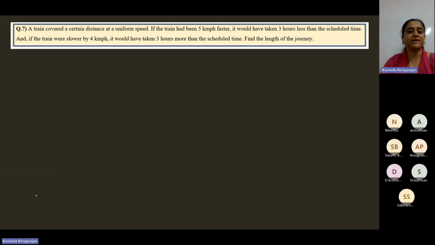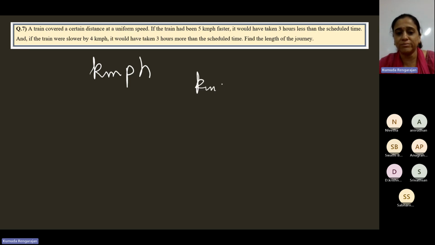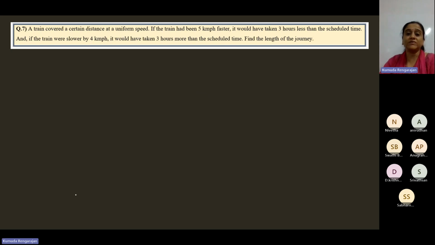All right. A train covered a certain distance at a uniform speed. If the train had been 5 kilometers per hour faster, it would have taken 3 hours less than the scheduled time. And if the train were slower by 4 kilometers per hour, it would have taken 3 hours more than the scheduled time. Find the length of the journey. Here kmph is kilometers per hour.